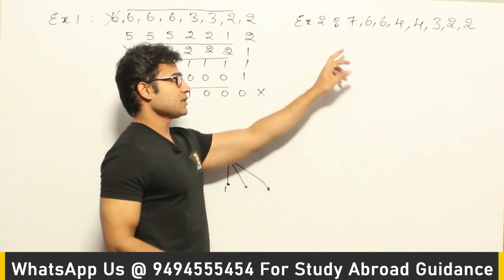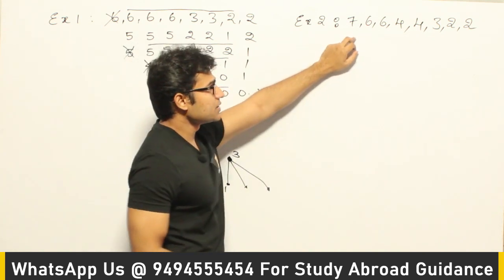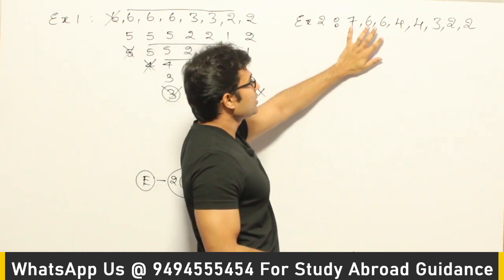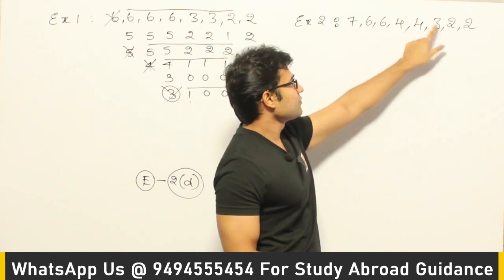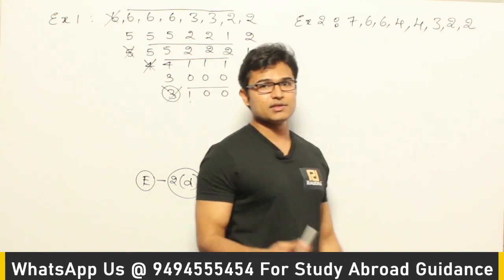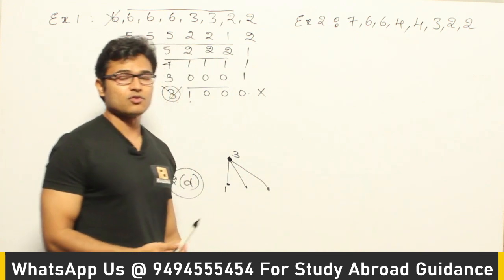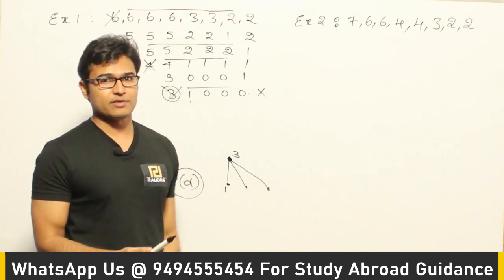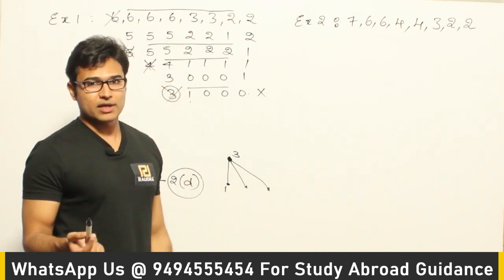And now let's look at the next example. Here also if you see the degree sum, there are two vertices with odd degree, so we can say that the sum is even, so we cannot rule out the possibility of having a simple graph. Now let's apply the Havel-Hakimi theorem.